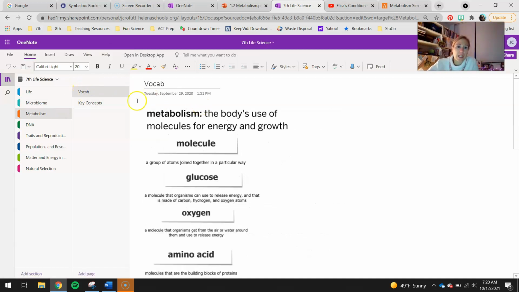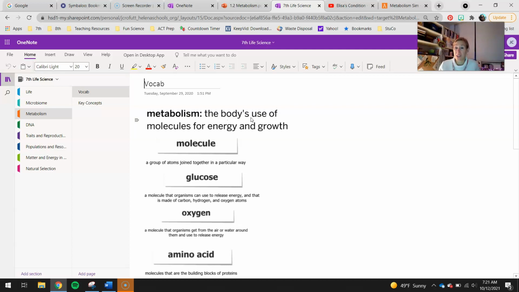Okay, your vocab today. Yesterday on a piece of notebook paper, you should have written what you thought about metabolism. So here's today's definition of metabolism: the body's use of molecules for energy and growth. So if we are using our molecules for energy and growth quickly, then generally you see your body being a little bit more efficient with energy. You've got a lot more energy. Maybe you're even losing weight, whatever the case is.